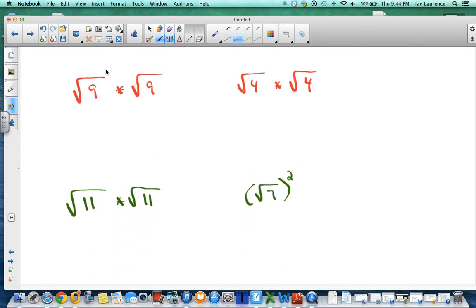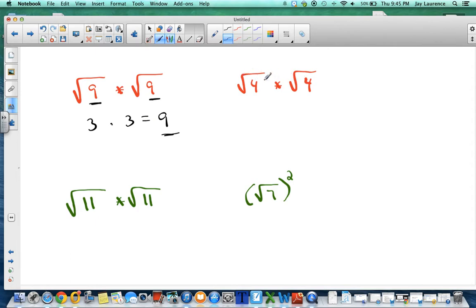Now I want to show you what happens when you use operations on rational and irrational numbers. I've got the square root of 9 times the square root of 9. You could say, hey, this is 3 times 3, and therefore 9. Well, that's interesting, isn't it? You had the square root of 9, and you multiplied it by itself. Square root of 9 is 3, and 3 times 3 is 9. I find it interesting that you ended up with 9 as an answer.